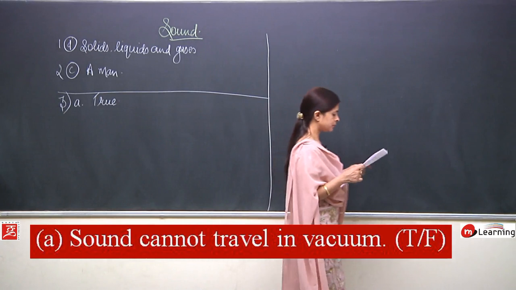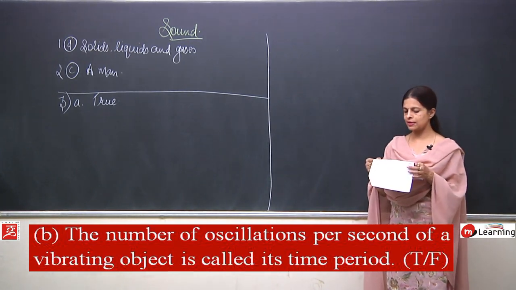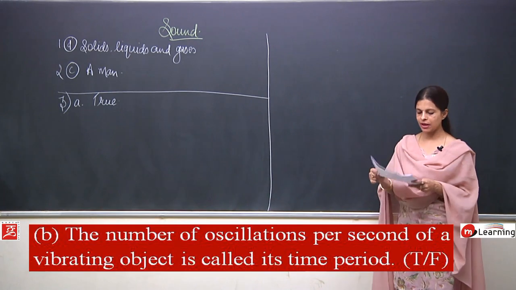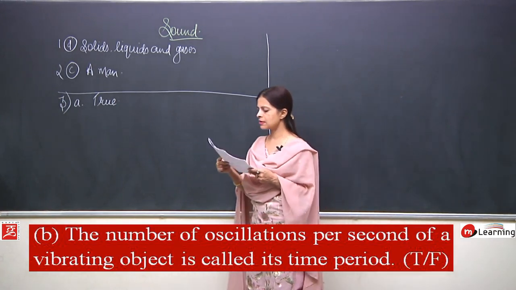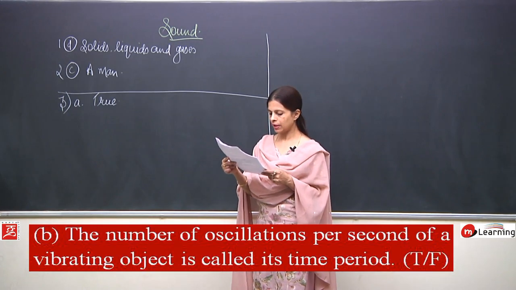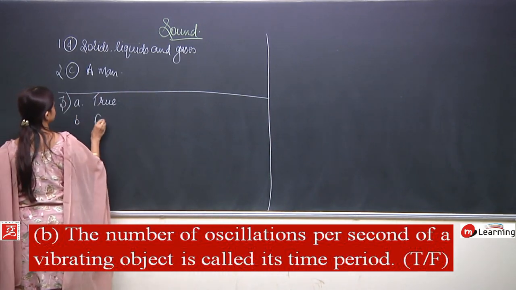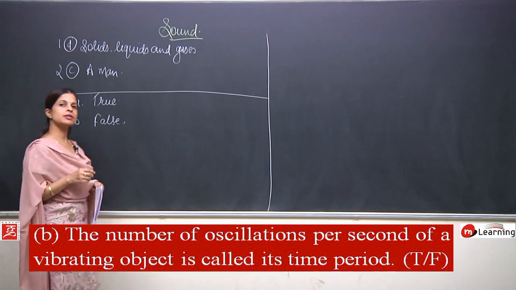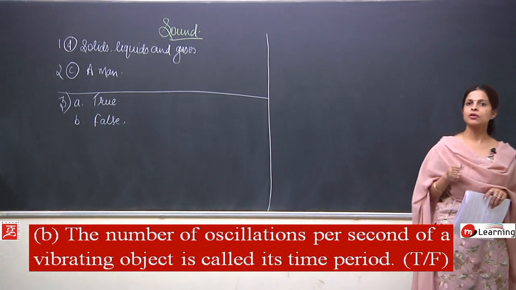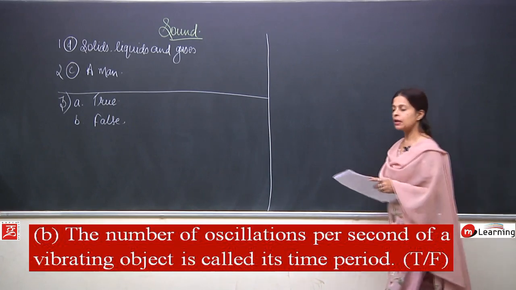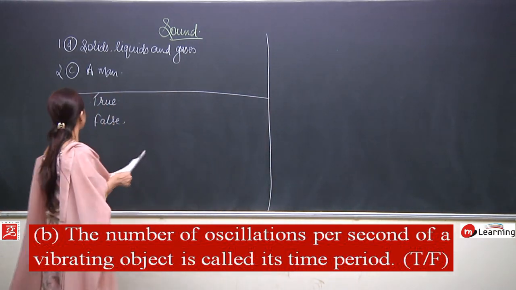Now come to B, children. The number of oscillations per second of a vibrating object is called its time period. Let me read it once again. The number of oscillations per second of a vibrating object is called its time period. So what will it be, children? Obviously it will be false. Why will it be false? Because this is frequency, isn't it? The number of oscillations per second is only frequency. So this is not the definition of the time period, and so it is an incorrect statement, and so I have written over here B false.